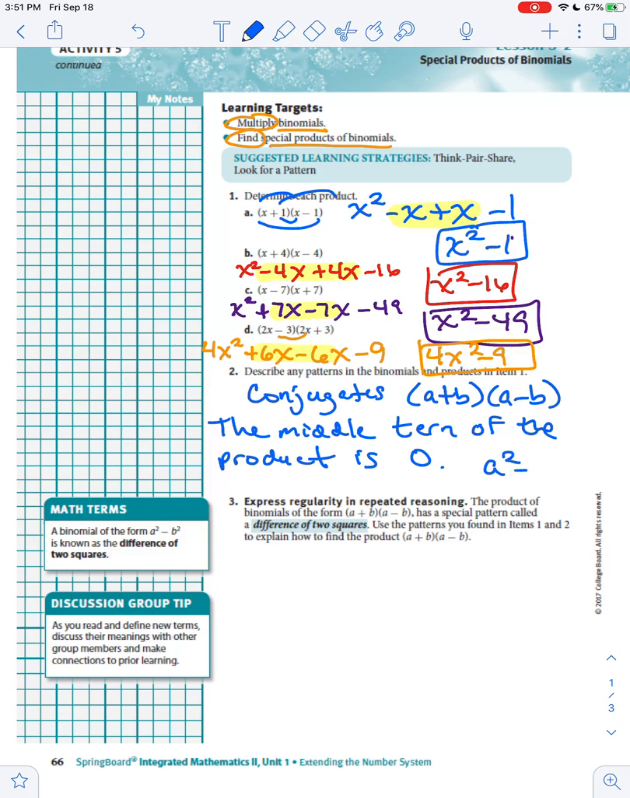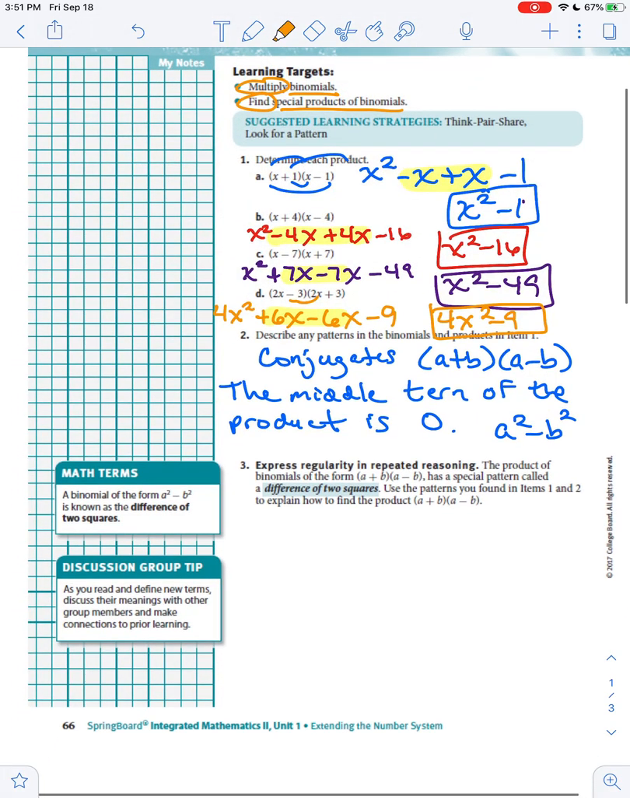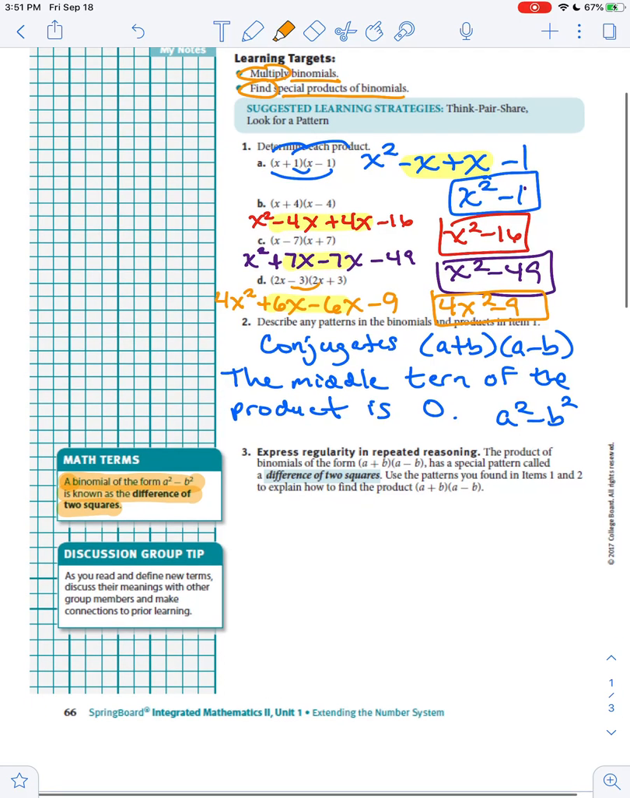Okay, and the result is we always end up getting a squared minus b squared. So 2x times 2x gave us 4x squared, and 3 times 3 gave us 9. Well, it was negative 3 times 3, so it gave us negative 9. So we call that a difference of two squares. And so if we look at the box on the side here, it says a binomial in the form of a squared minus b squared, like all our answers we just got, is known as the difference of two squares.